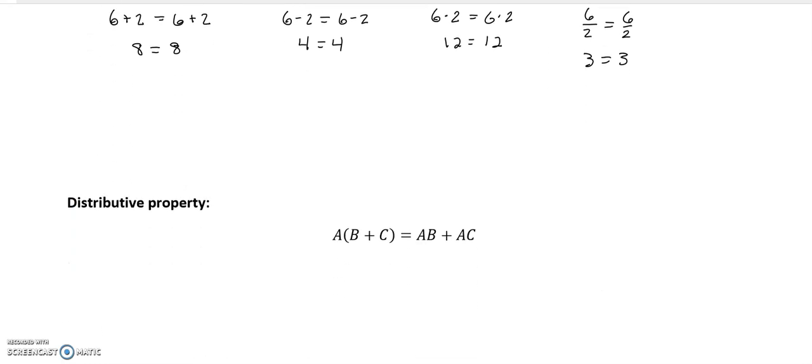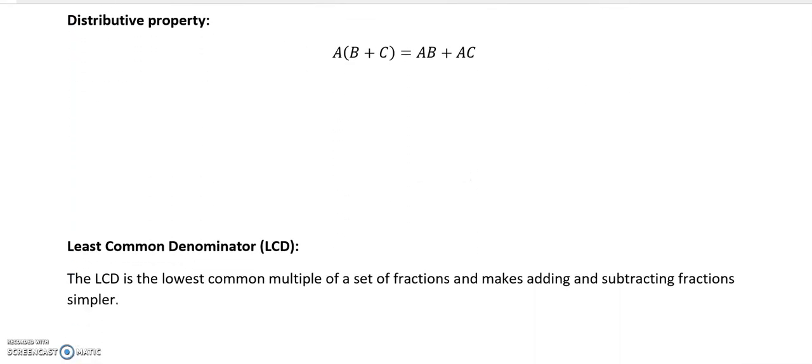Let's move on to the distributive property. If I have a number A times the quantity of B plus C, well, that's equal to the sum of A times B plus A times C. Here's an example of that. 6 times the quantity 2 plus 3.